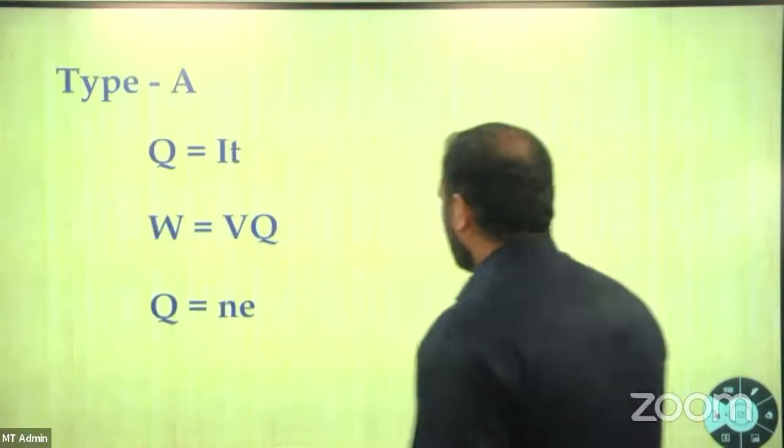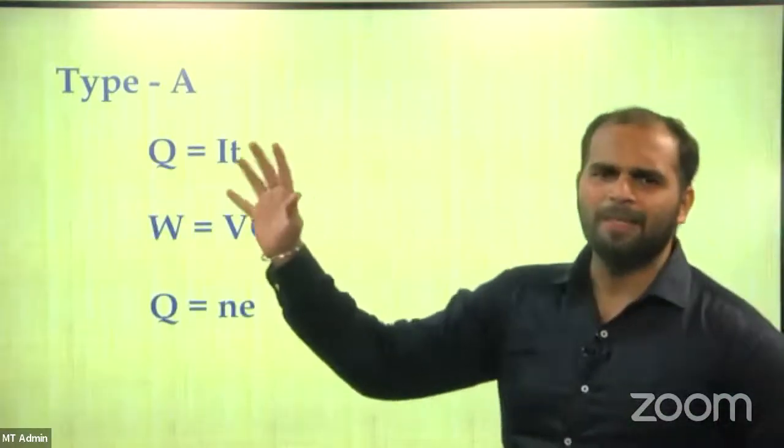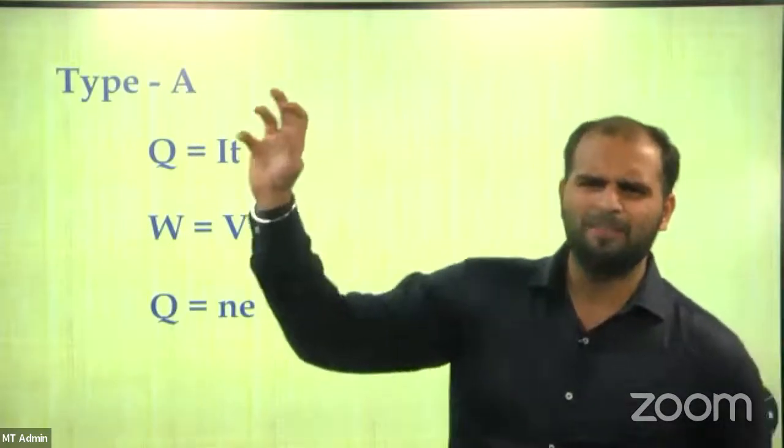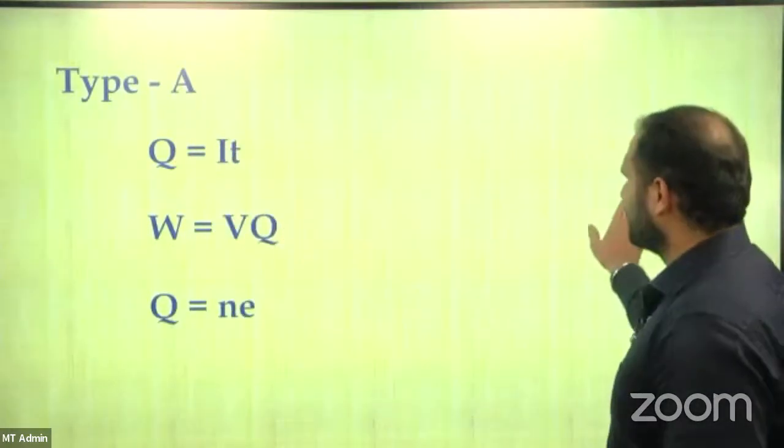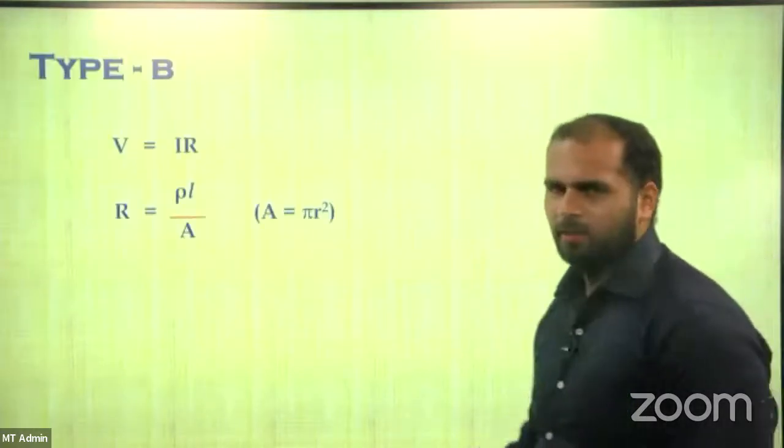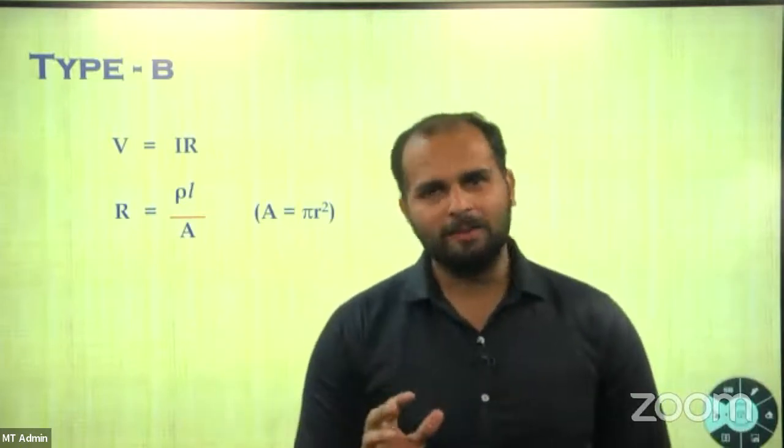Okay, fine. Now, this was the first part, or you can say the type A part. These are the basic formulas of this chapter. Now, let us move towards the second part, that is the type B part. These are the things on which the whole of current electricity depends.